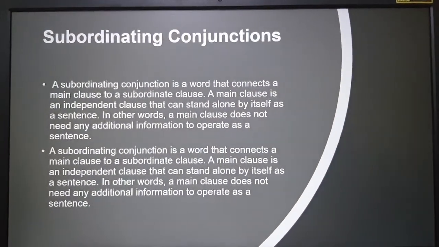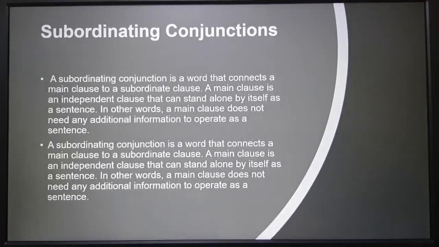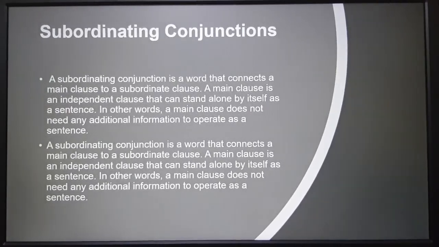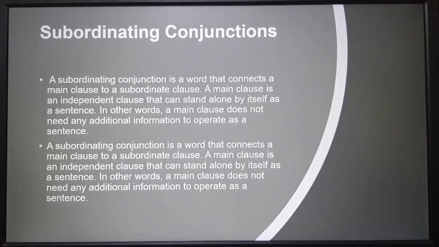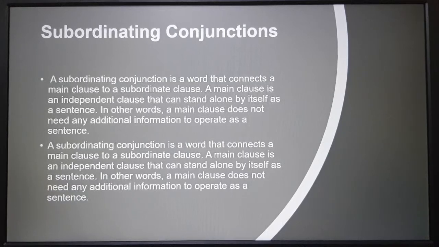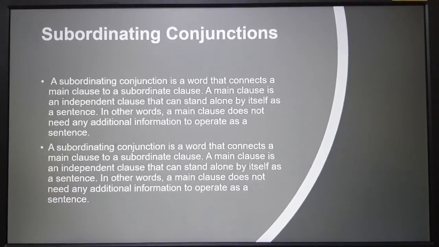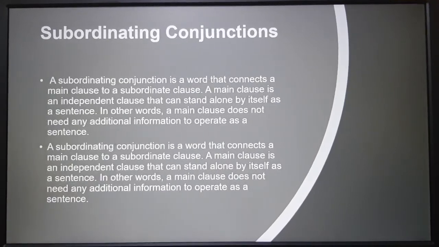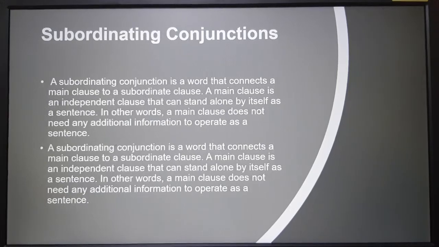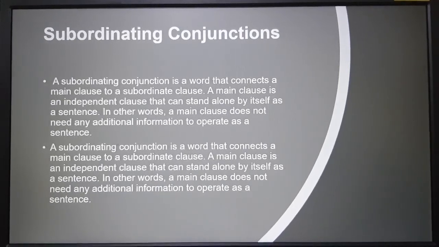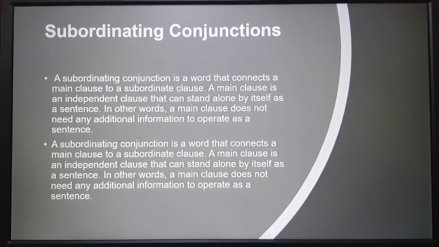Now let us learn about subordinating conjunctions. A subordinating conjunction is a word that connects a main clause to a subordinate clause. A main clause is an independent clause that can stand alone by itself as a sentence. So remember, an independent clause can convey the complete meaning on its own. It does not need any other group of words. In other words, a main clause does not need any additional information to operate as a sentence.